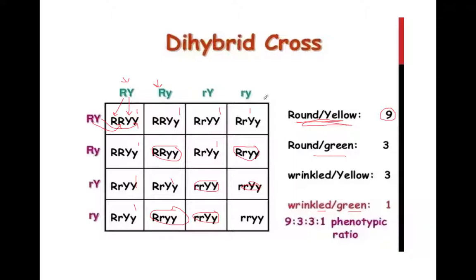So every time you cross two dihybrids, so two organisms that are heterozygous for both genes, you'll always get this 9:3:3:1 phenotypic ratio. So that may be helpful when you're doing problems on a quiz or a test.